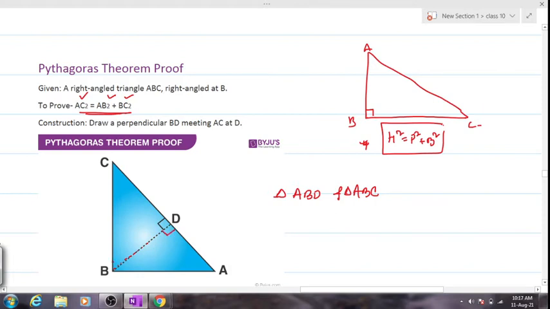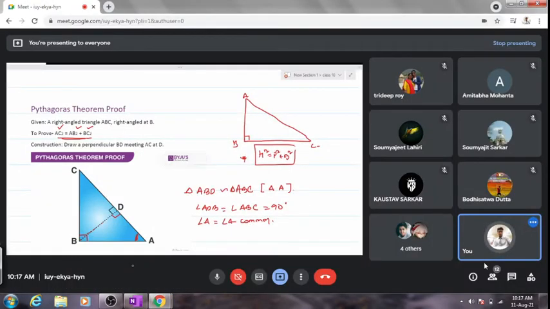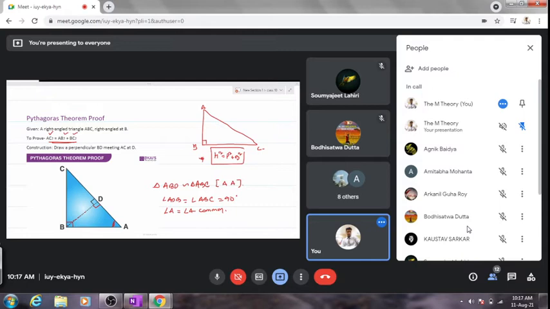One, this is 90 degree, right? Angle ADB is equals to angle ABC. Do you all agree it's 90 degree? And one more criteria I required. Angle A, can I say it's common to both the triangles? Yes or no? So can I say that these two triangles are similar to each other by the criteria by AA, angle criteria? Yes or no, sir?